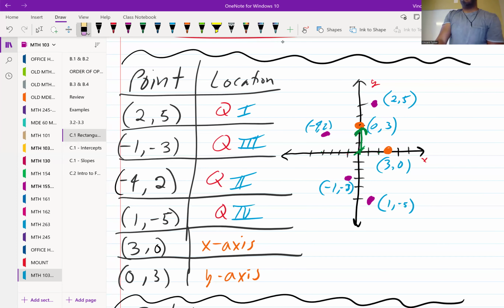All right. Questions on those 6 points? Make sure we're okay. Because even when you graph your line, the foundation of you graphing your line is graphing these points. So make sure we're all right.